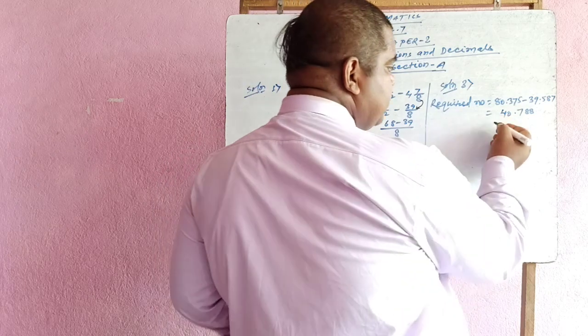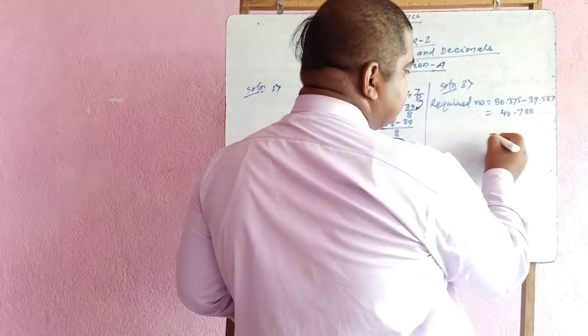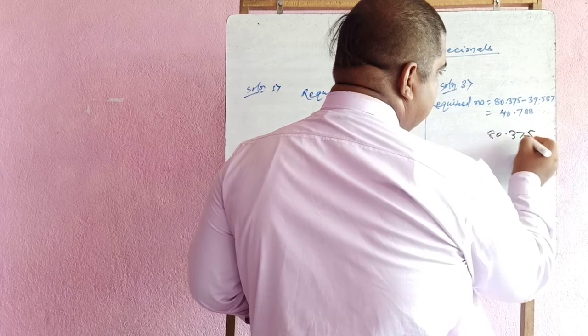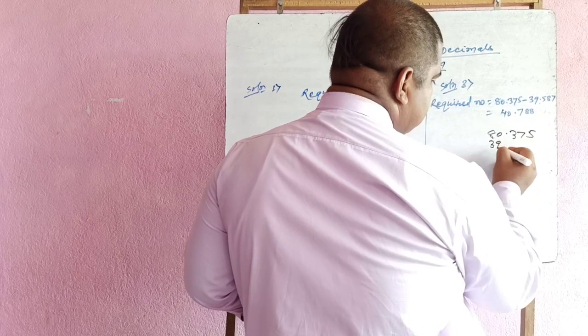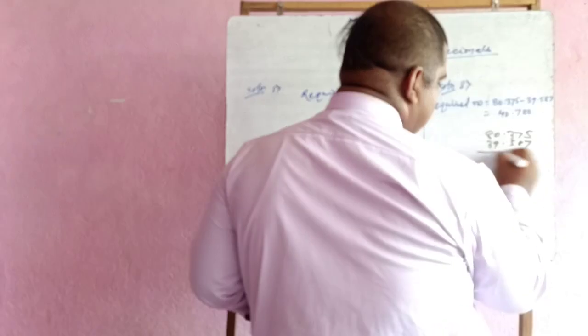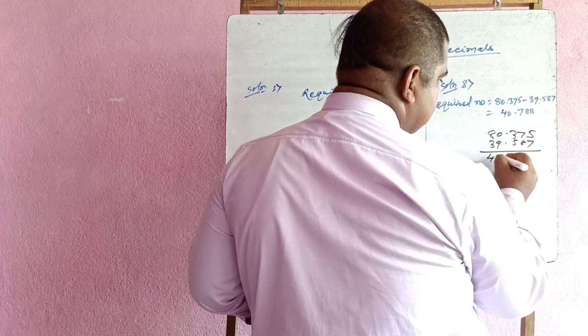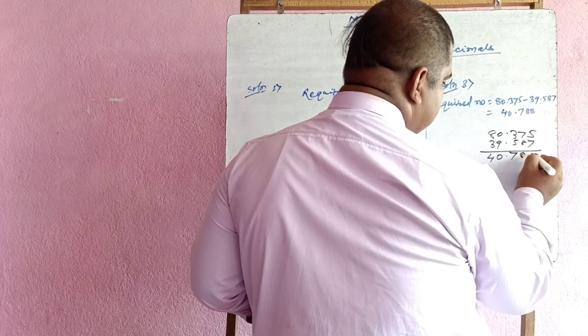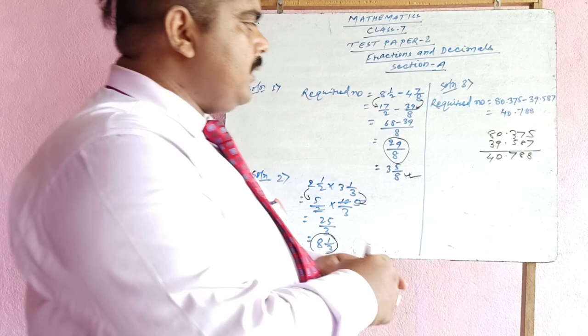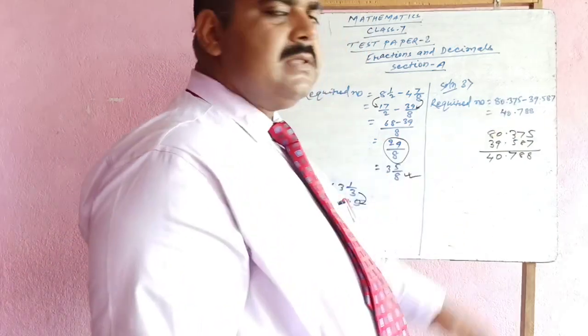39.587, and on subtraction you can do it in rough: 80.375 and put down 39.587, and on subtraction you just get 40.788. My dear students, you have just seen that this is the solution.